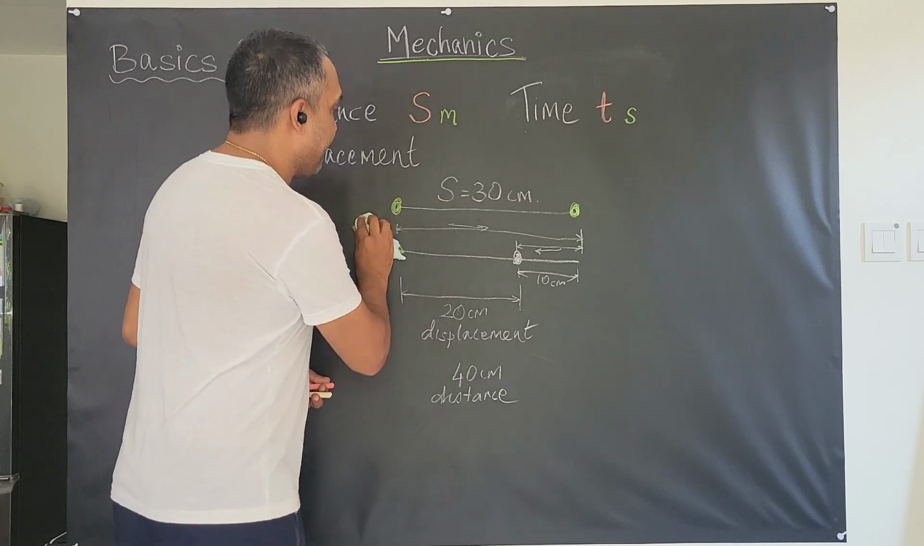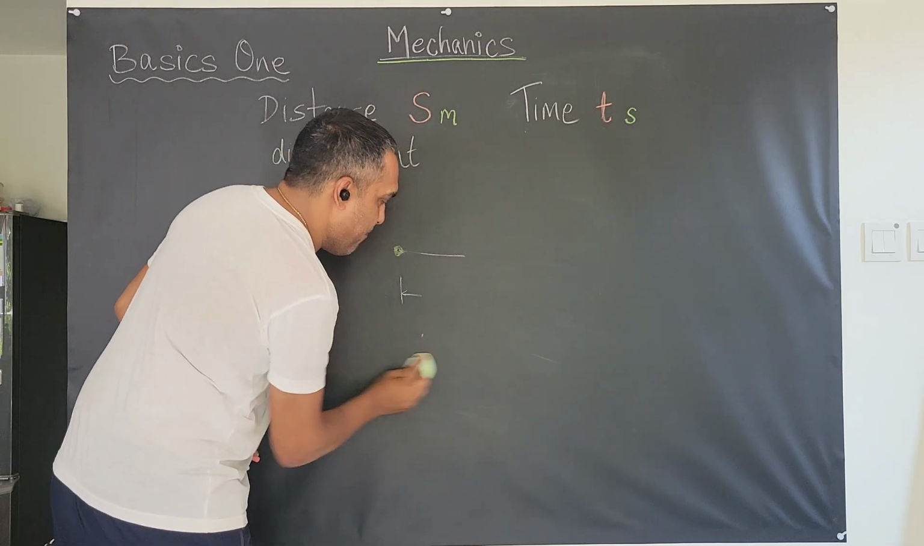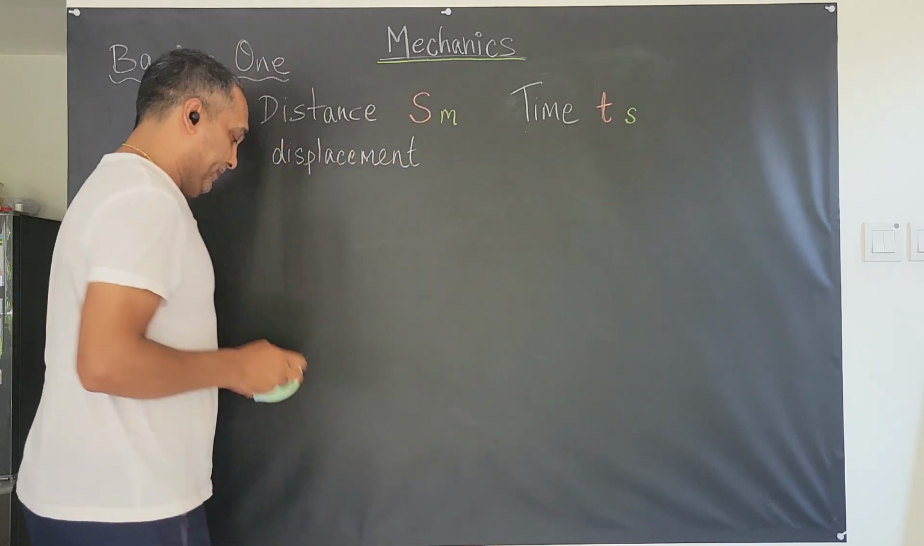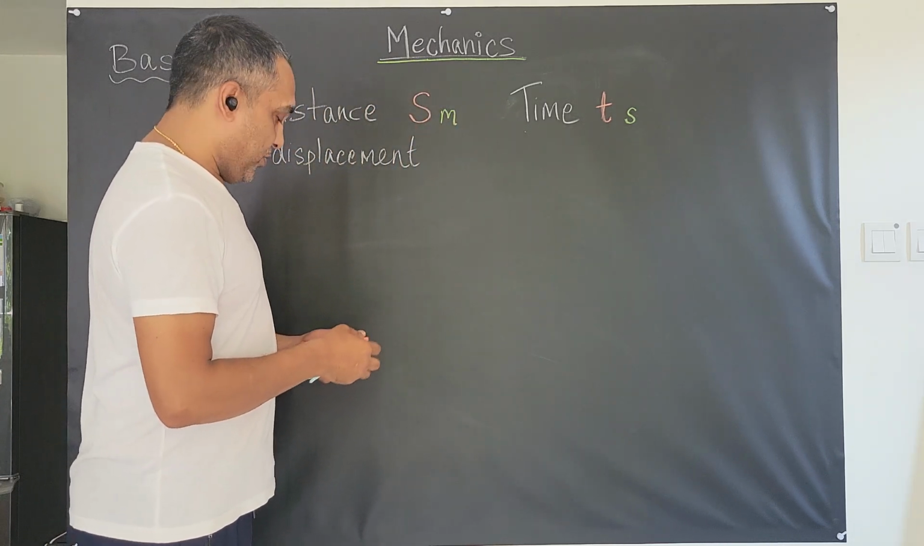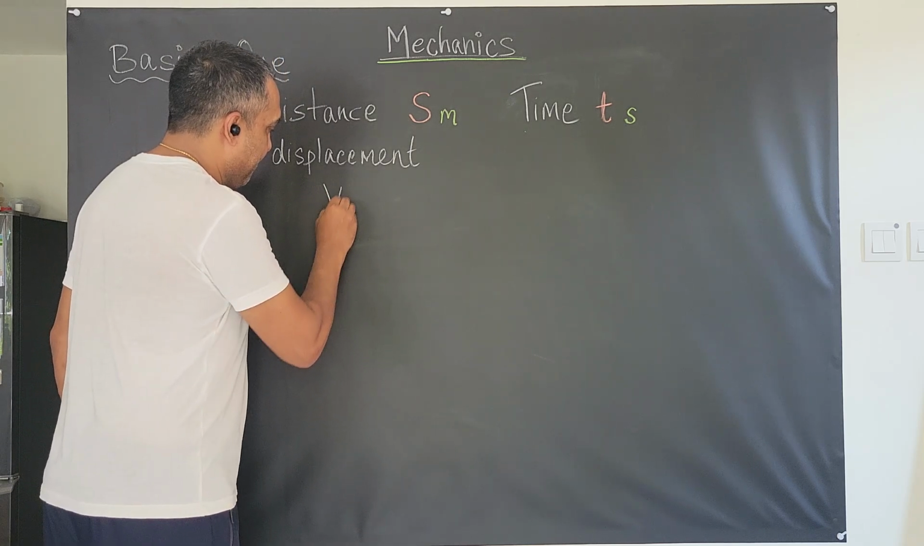I'll take this off and get to the things that we can build using distance and time. The first one we'll introduce here is velocity, and we'll put that here.